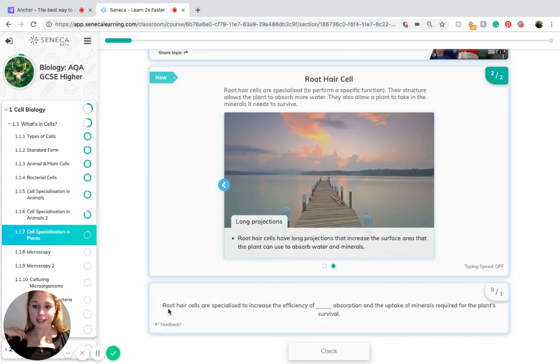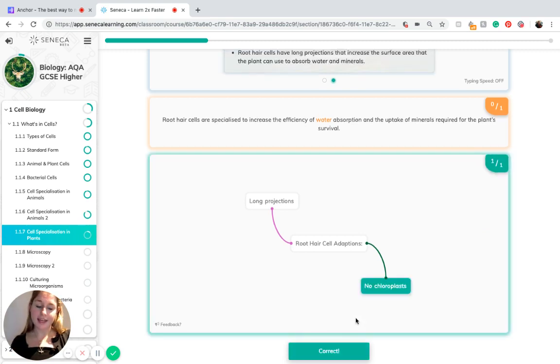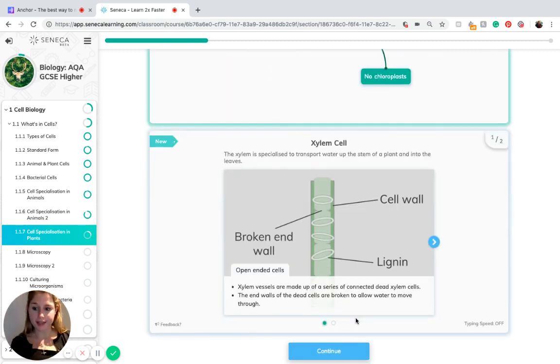So to recap this, root hair cells are specialized to increase the efficiency of water absorption and the uptake of minerals required for the plant's survival. And the adaptations include long projections and no chloroplasts, as they are underground and so have no access to light for photosynthesis.